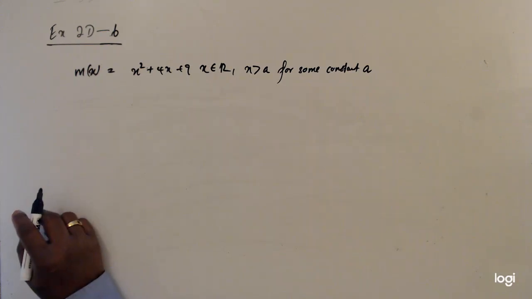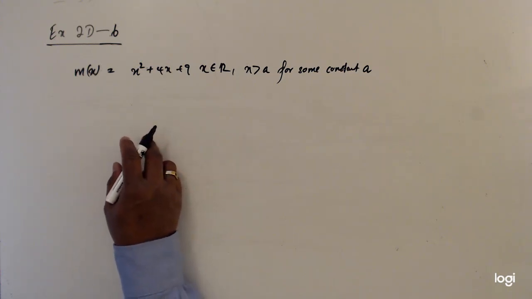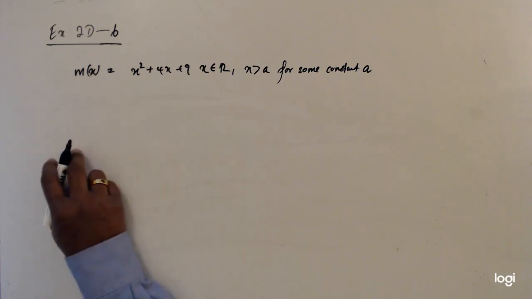We'll discuss question number 6. In part A, state the least value of A for which M inverse X exists.